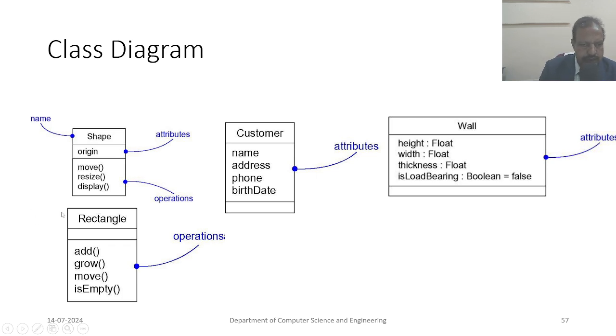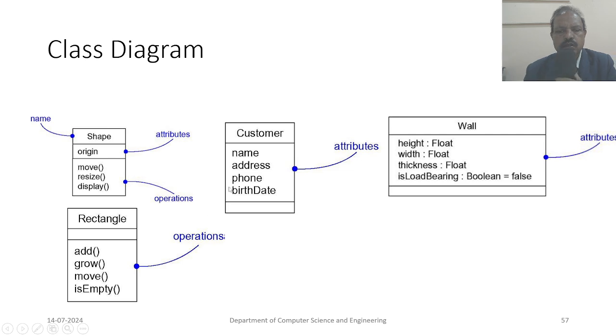Similarly, coming to another class, the Rectangle class. Rectangle is the name of the class. Say we don't have an attribute here. The operations are add, grow, and move is empty. If it is a compound word of more than one word, then it follows the camel notation. That means the start of every subsequent word is a capital letter. For example, the first word "is" is lowercase, but the second word must start with a capital letter. This is called the camel notation.